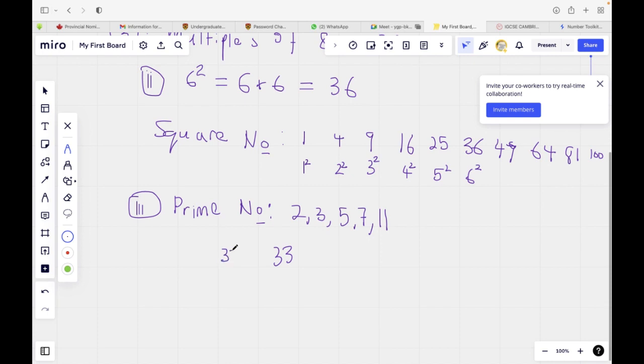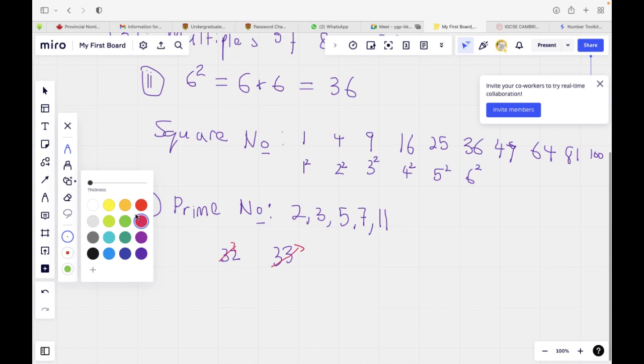Okay, 32. We will strike 32 out because it's not a prime number. We strike 33 out. It's not a prime number. Why? 33 can be divided by 3, can be divided by 11. So it's not only itself and 1.